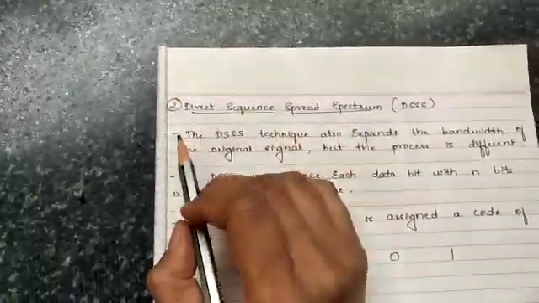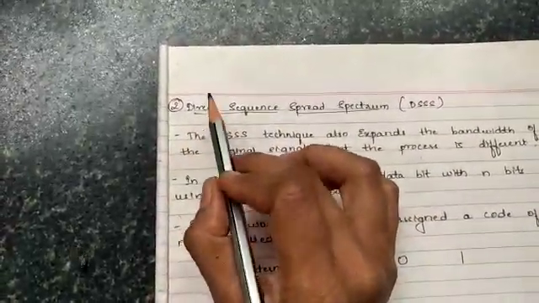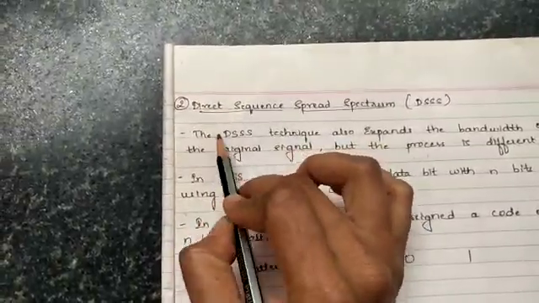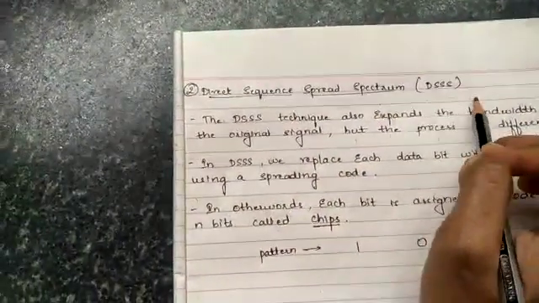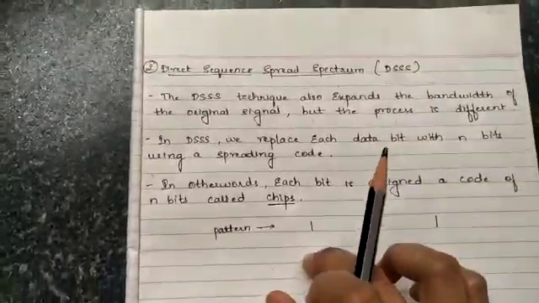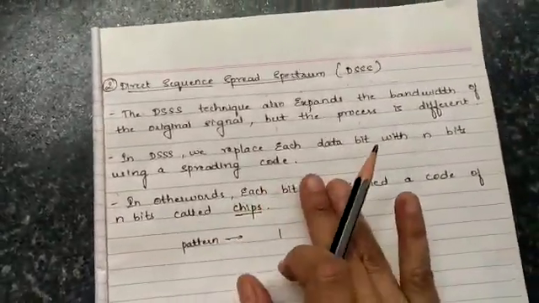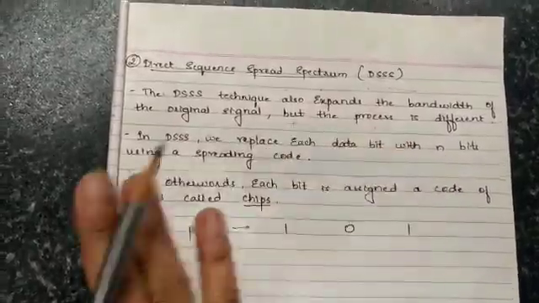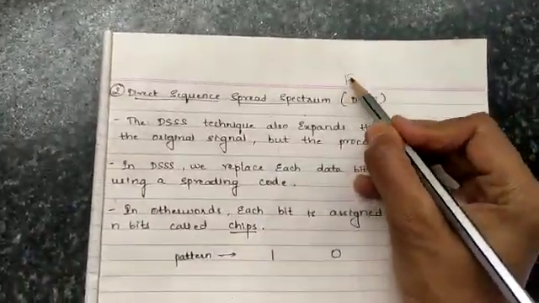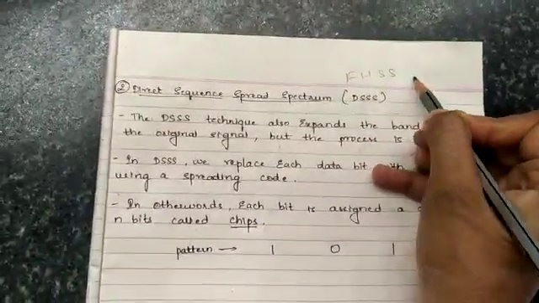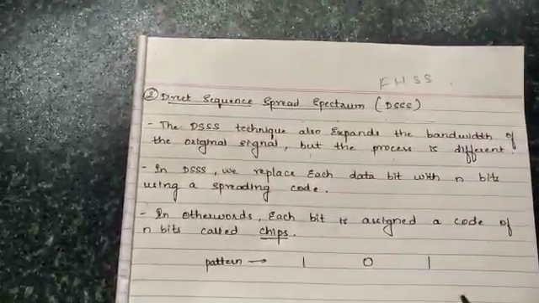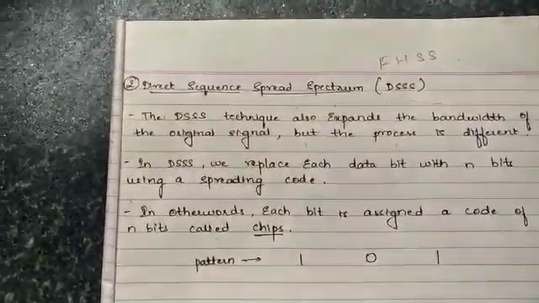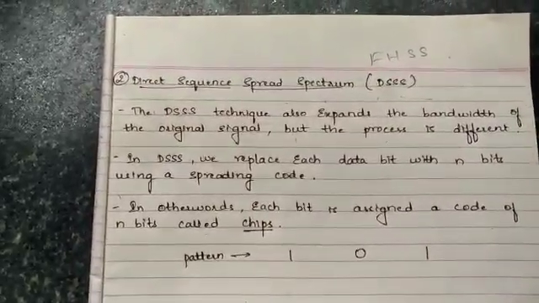Okay. The second technique in spread spectrum is direct sequence spread spectrum, which is called DSSS. In this technique, the bandwidth of the original signal is also expanded, as in FHSS, but the process here is somewhat different compared to FHSS.